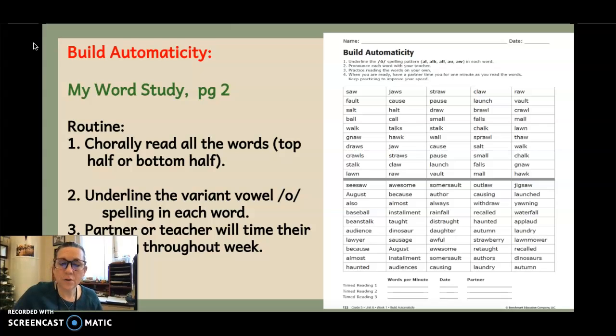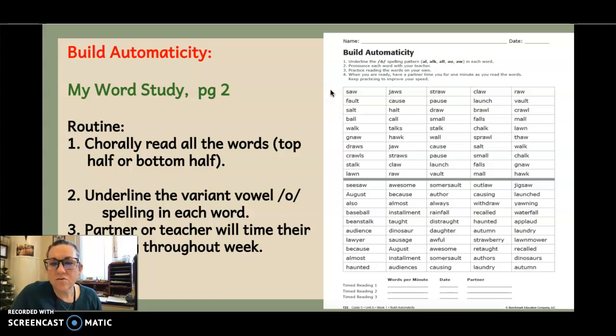Okay? And then throughout the week, we're going to have partner or teacher time. We'll time your reading. So we'll do what we kind of did before. We'll do breakout rooms and we'll work with each other. We'll read them and your partner will time you. All right, are we ready? And I'm going to read across, left to right. Okay?